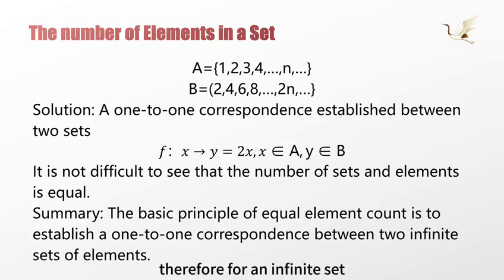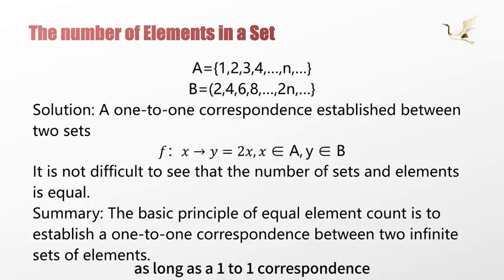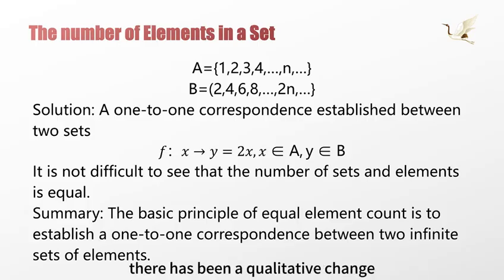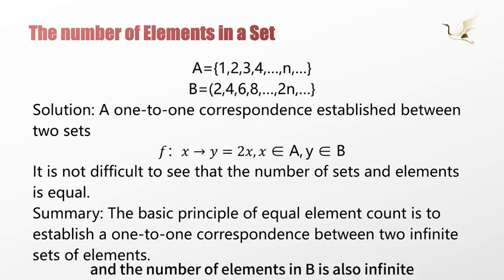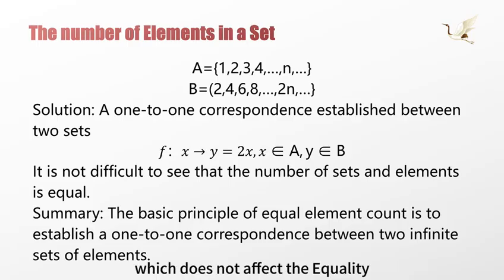Therefore, for an infinite set, we need to compare the number of its elements. As long as a one-to-one correspondence is established between two sets, we determine that the number of elements in these two sets is equal. There has been a qualitative change from finite to infinite. The number of elements in A is infinite, and the number of elements in B is also infinite. That we cannot count the number of elements in a set does not affect the equality of the number of elements between them.